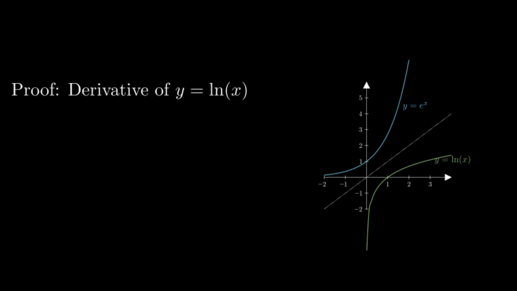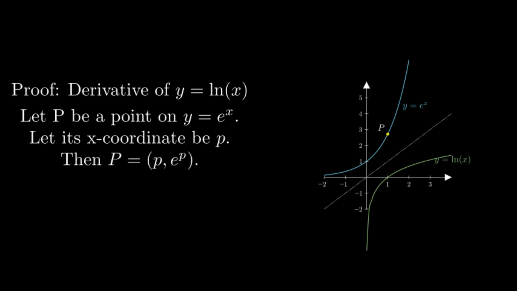Let's pick an arbitrary point P on the curve y equals e to the x. If its x-coordinate is p, then its y-coordinate must be e to the power of p. So the point P is (p, e to the p). We know the derivative of e to the x is e to the x. So the gradient of the tangent line at point P is simply e to the p. The slope of the tangent at P is e to the p. This represents the rise over run of the tangent line.